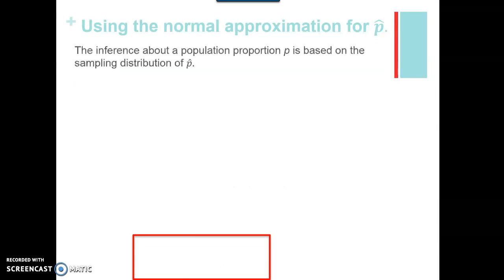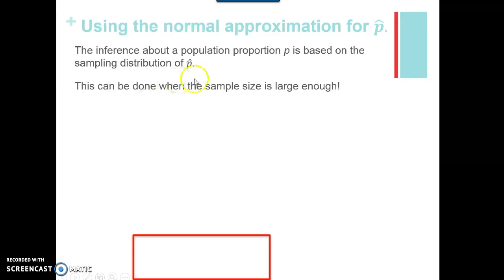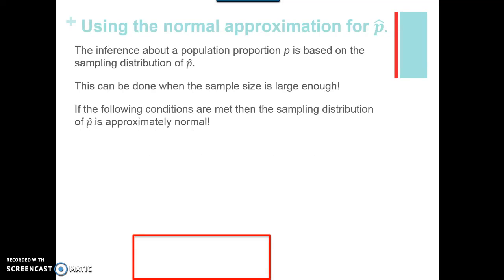Okay, so how can we use the normal approximation for p hat? The inference about a population proportion p is based on the sampling distribution of p hat. We can use the normal approximation when the sample size is large enough. If the following conditions are met, then the sampling distribution of p hat is approximately normal. I'm going to be talking about conditions in the next couple of sections, assumptions and conditions. These are conditions for using the normal approximation, assumptions that we're making that allow us to use it.